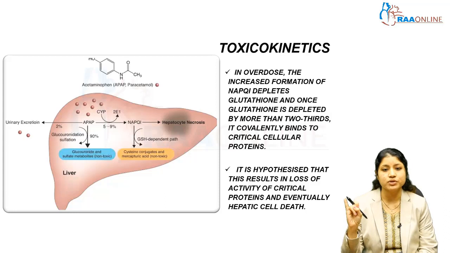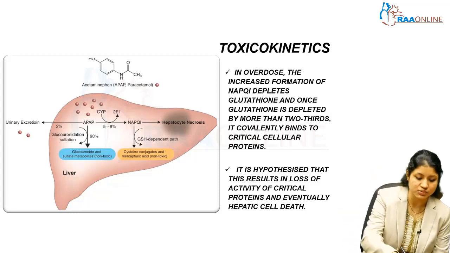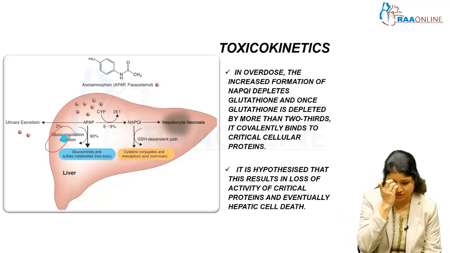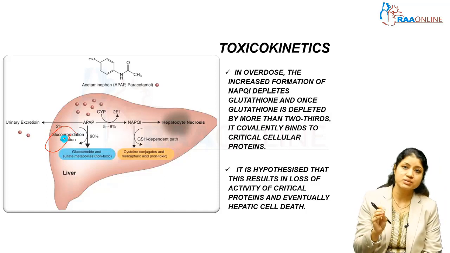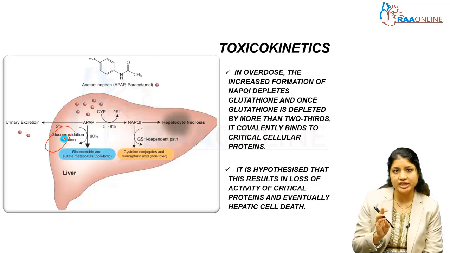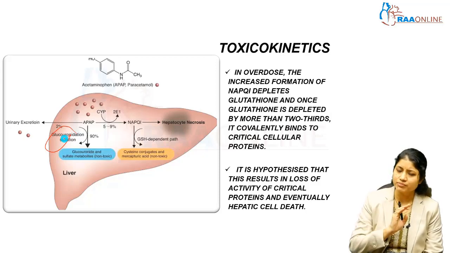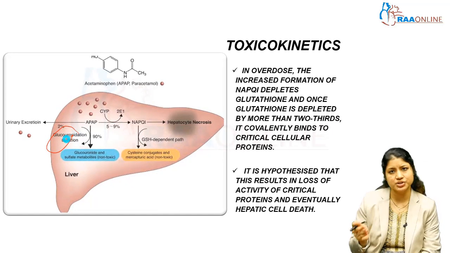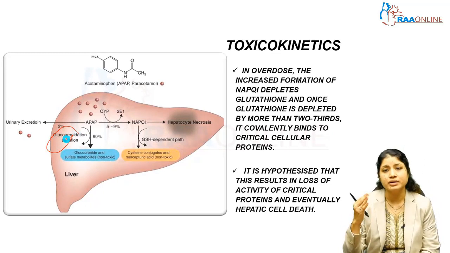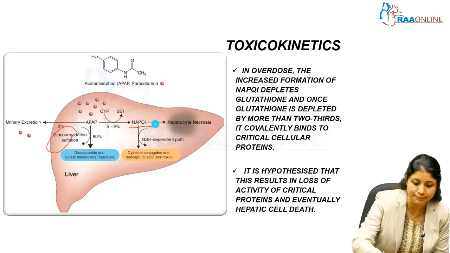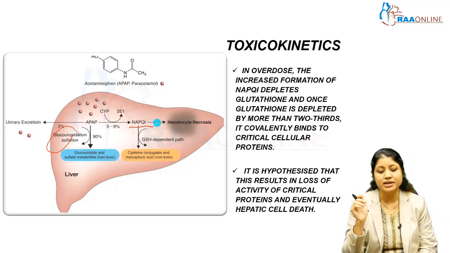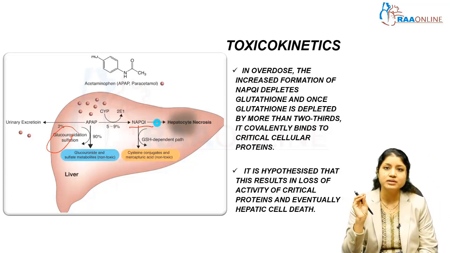Hepatic metabolism, of course. It undergoes two types of metabolism. One is glucuronidation and sulfation. 90% of the metabolism occurs through glucuronidation and sulfation, resulting in the formation of glucuronide and sulfate metabolites, which are mostly non-toxic and are usually excreted in the urine. But 10% of the paracetamol is converted into a toxic compound called NAPQI, that is N-acetyl-p-benzoquinone imine. This is the culprit here.